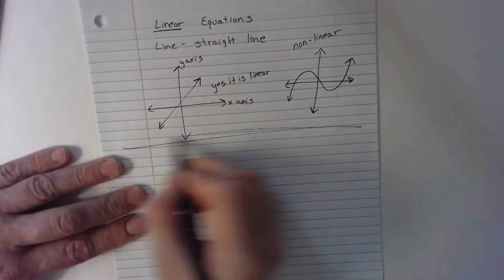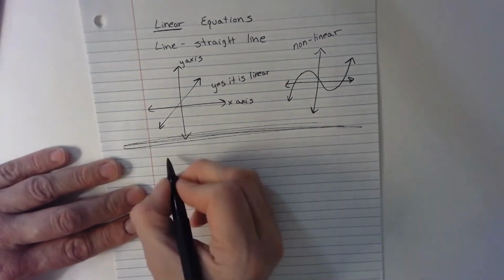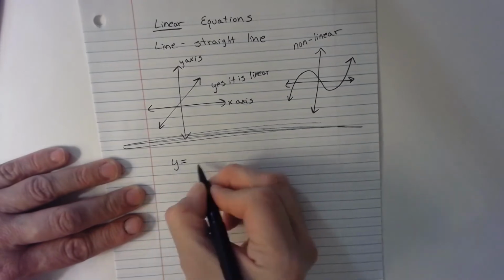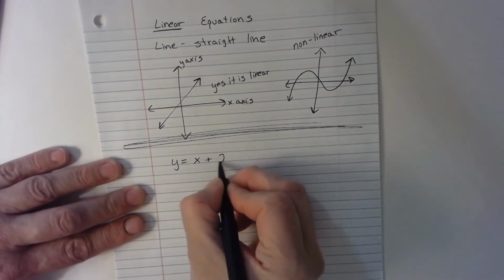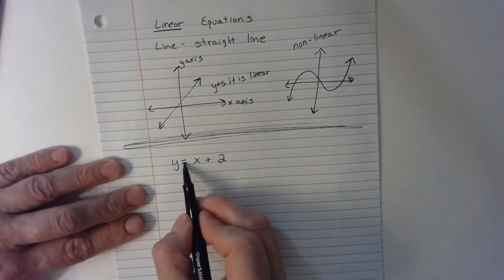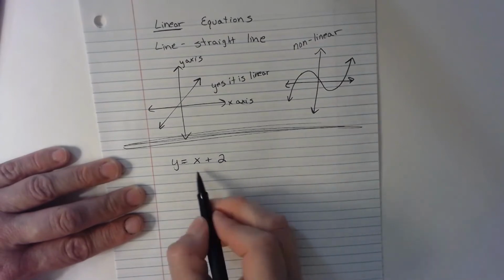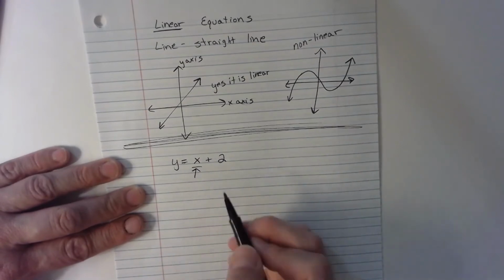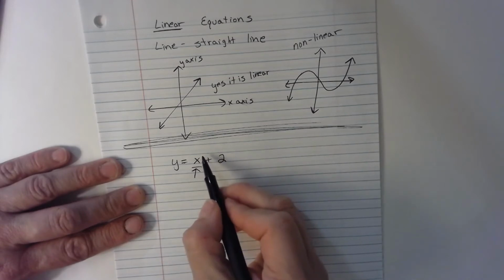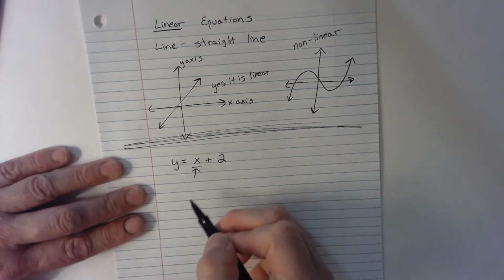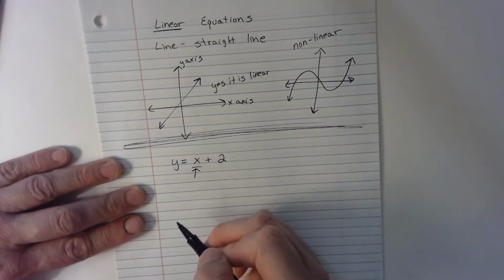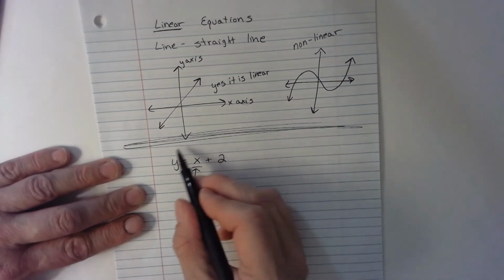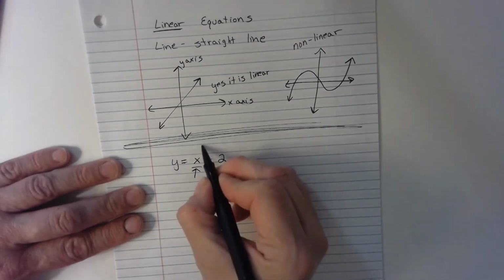In addition to visual inspections, we can tell by looking at the equation. If you look at this equation here, y equals x plus 2, let's look at this x and notice that that x is not raised to an exponent. It is just the x by itself. That tells you that this is a linear equation.